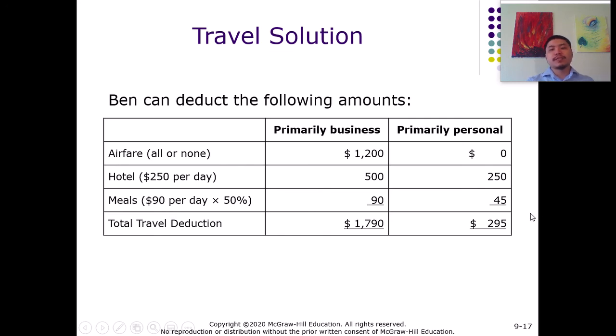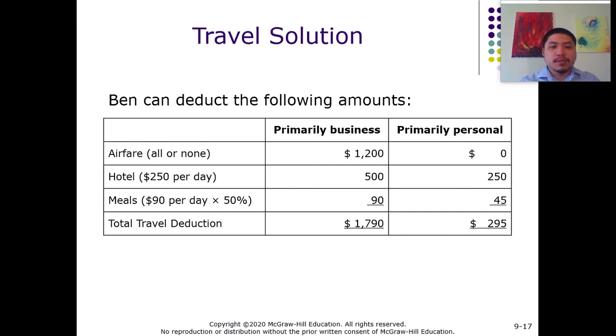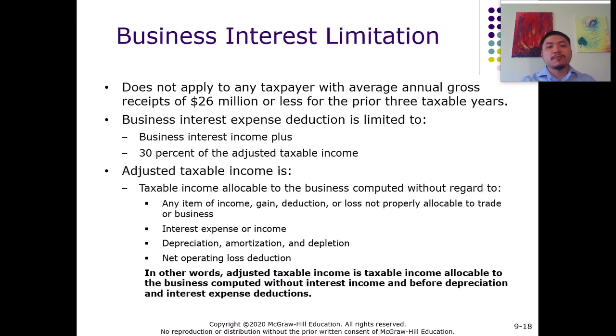So you can see the big difference between the primarily personal trip and the primarily business trip. And the taxpayer has to make sure that he or she has the proof to show that I'm spending this much time attending business activities, not for my own personal purposes. All right, so let's move on.